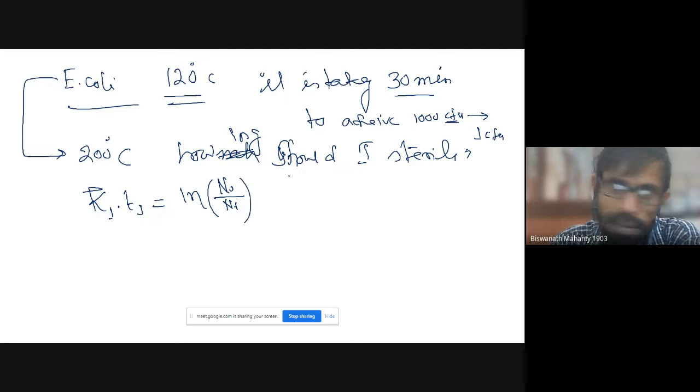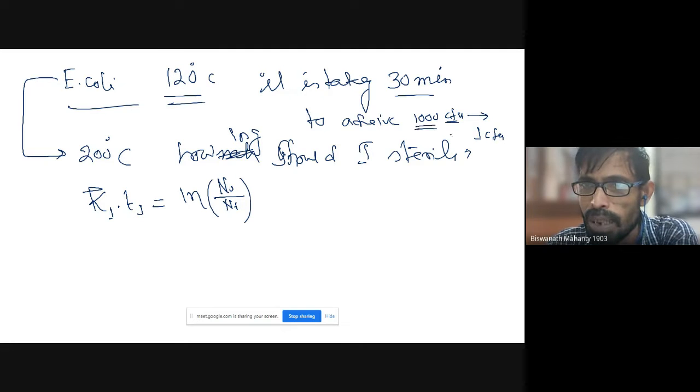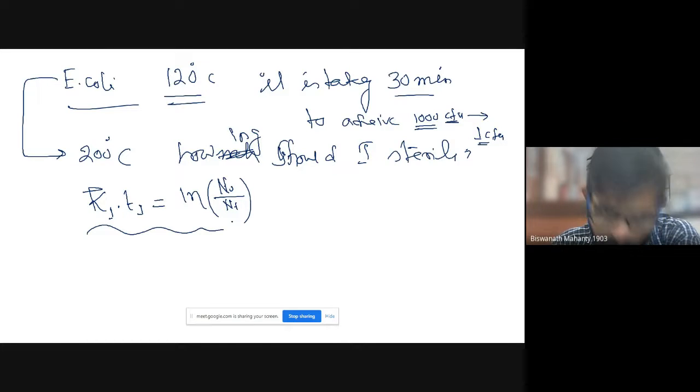In both cases, my requirement is the same, from 1000 to 1. Yes or no? 1000 to 1. So basically n0 by n is the same. This is, for example, what I'm talking about. If you have any difficulty in understanding, let me know.